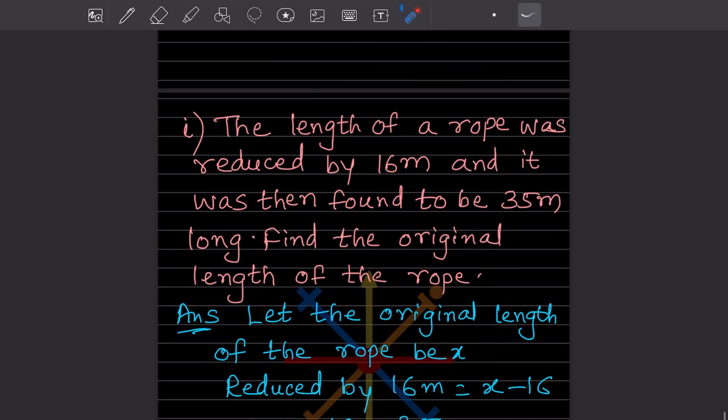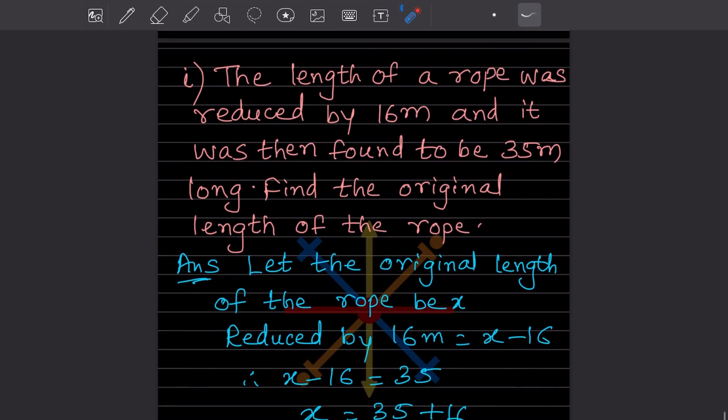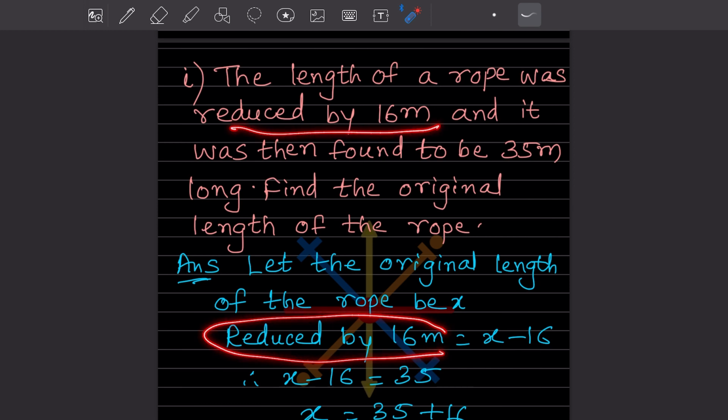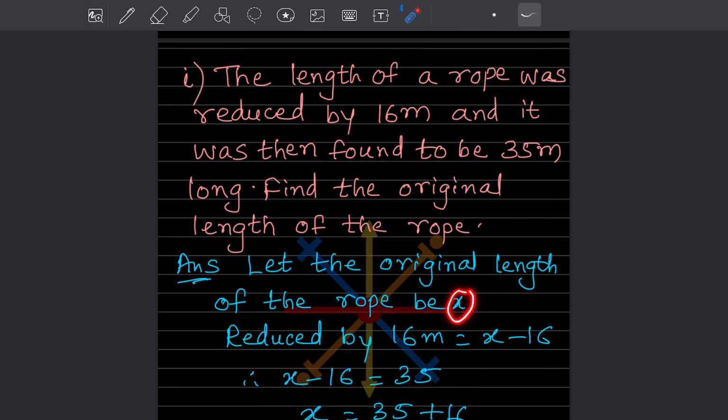So the next problem says that the length of a rope was reduced by 16 meters and it was then found to be 35 meters long. Find the original length of the rope. So we don't know what the original length is. Let us consider it as x. Reduced by 16, they said, right? So the original length was reduced by this 16. So that is going to be x minus 16. And it was found to be 35 meters long. So this is the equation.